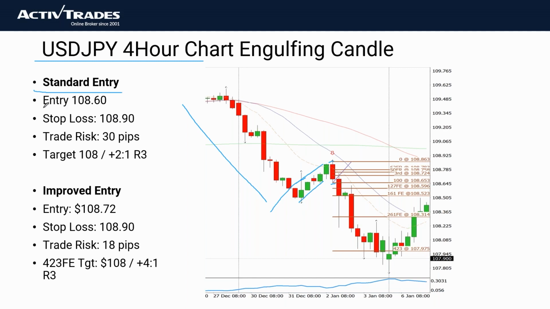On my standard entry, my entry would be at 108.60, just a few pips beneath the low of the candle. My stop, a few pips above the high, 108.90. So my trade risk in that case is 30 pips, and my target is the big round number at 108, and that's giving me a 2-to-1 reward to risk there. And lots of people will be very, very happy with that trade setup itself.